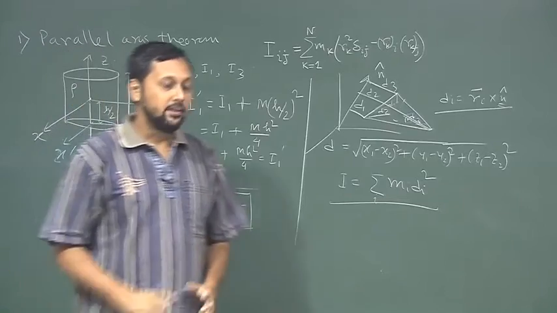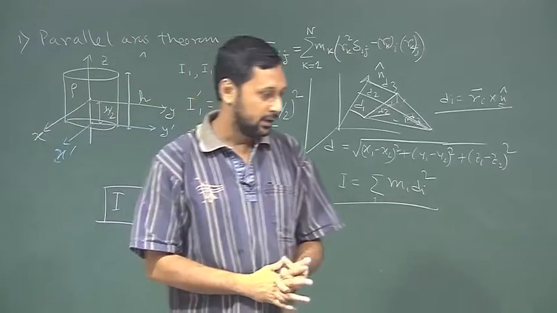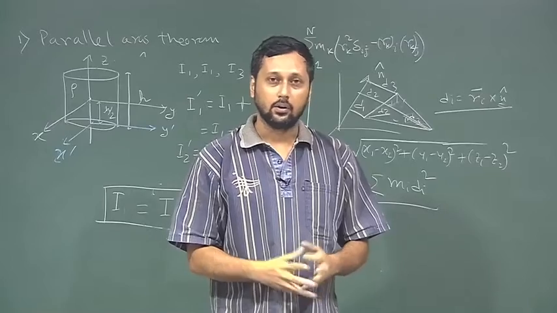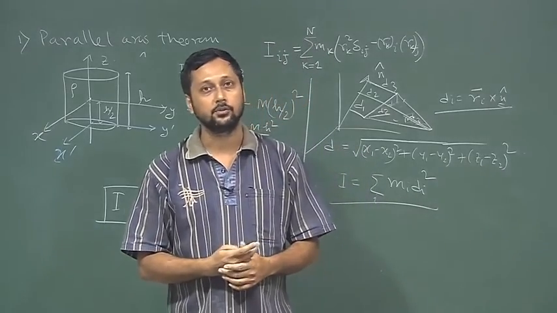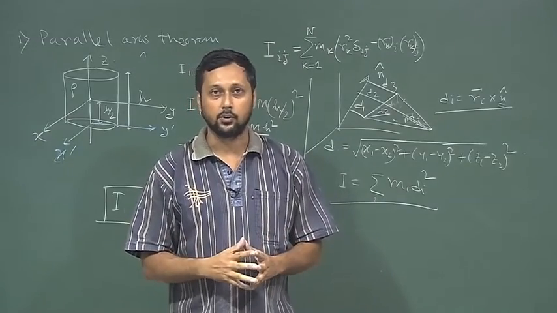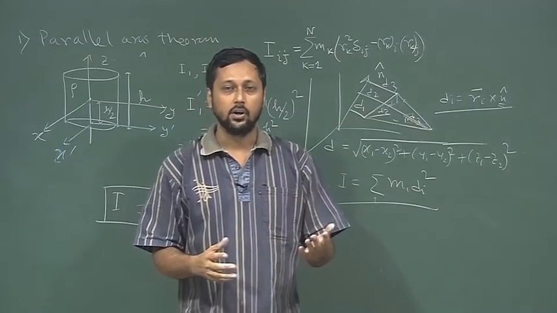Right. So, we end here, and next class we will do some problems, and also we will go forward with the discussion of principal moments of inertia. We will define something called the ellipsoid of inertia, and then we will move on to Euler's equations.